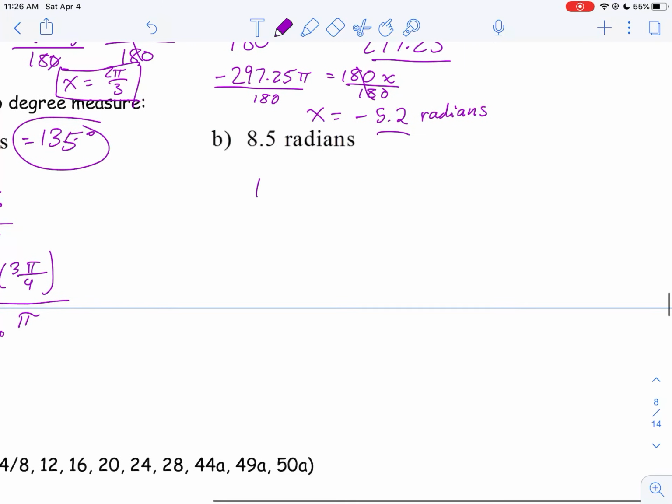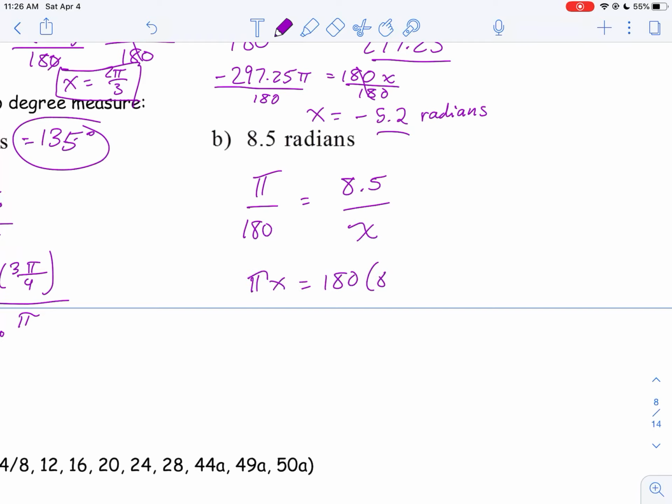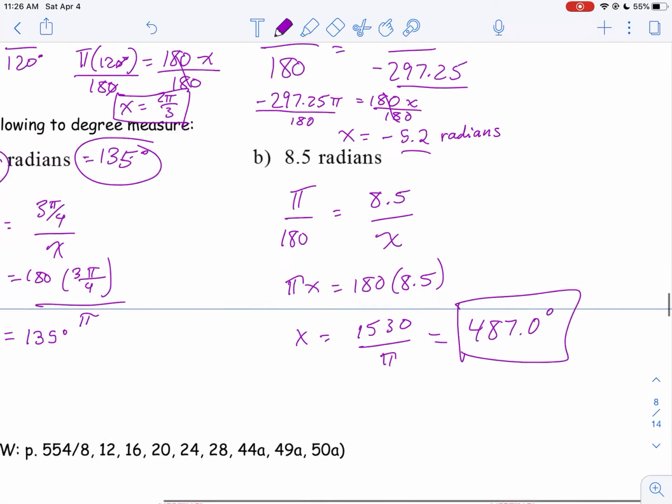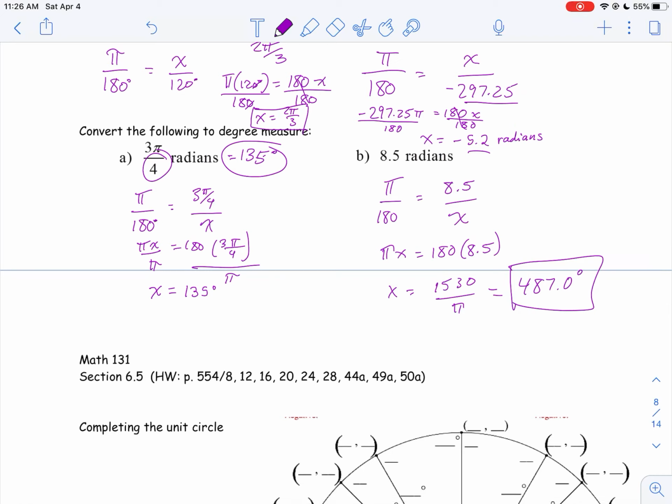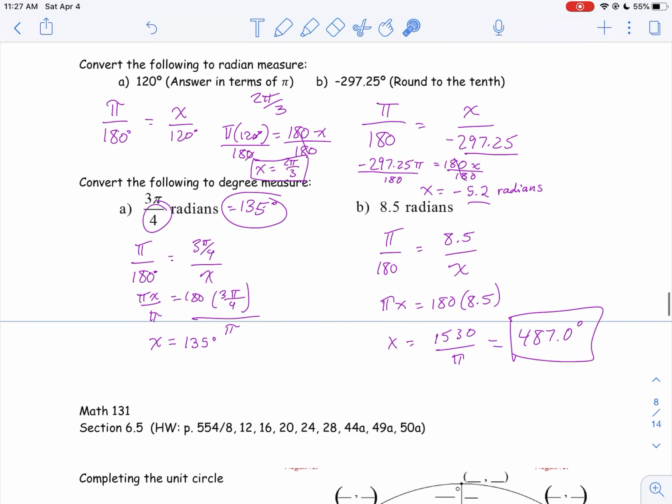Surprise, surprise. Over here, part B, we're going to have to use our proportion. Pi over 180 equals 8.5 over x. We can then cross multiply: pi x equals 180 times 8.5. That's going to give us 1,530. When I multiply that out and then divide that by pi, we get our final answer of 487.0 degrees. And again, that makes sense. 6.28 radians would be 360. We're a little bit more than 360 here.